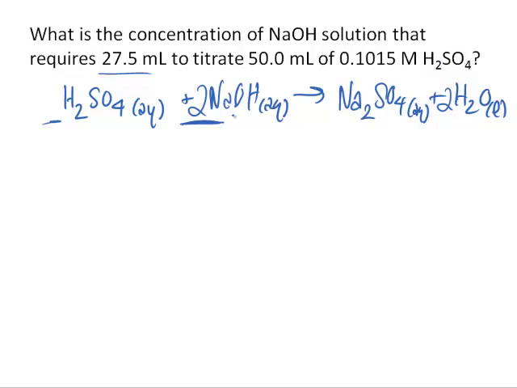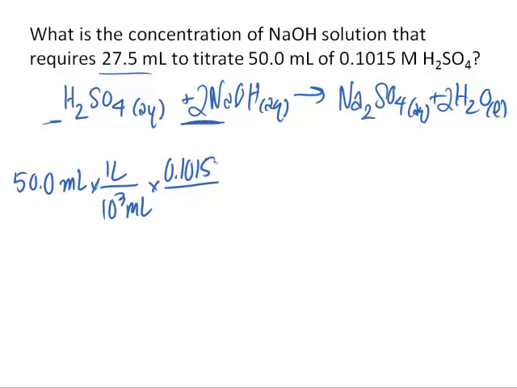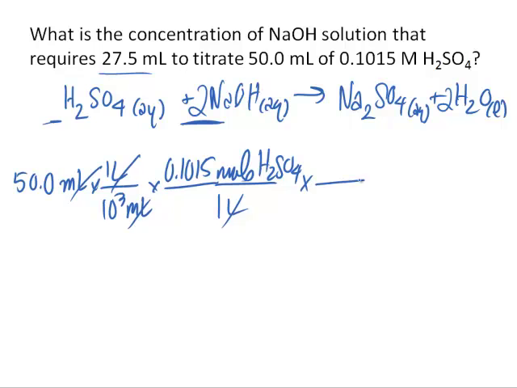So I'm going to first determine how many moles of sulfuric acid I had. So I'm going to take my 50.0 milliliters, of course convert that into liters, and now I've got 0.1015 moles of sulfuric acid per liter. And so if I did that calculation, that's going to give me the number of moles of sulfuric acid that I have. But let's just do one more conversion factor and see how many moles of sodium hydroxide I neutralized.